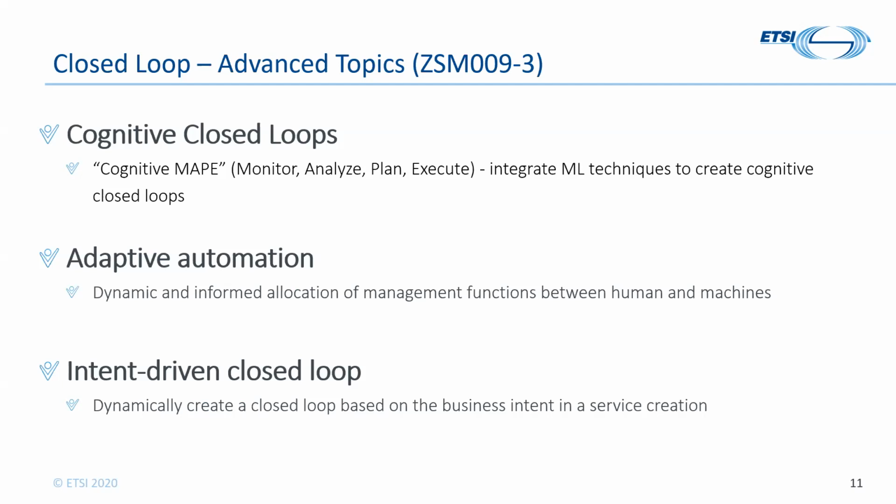The first area that we investigate in the advanced topic is how to bring us towards cognitive closed loop. So this essentially considers the integration of machine learning techniques to create cognitive closed loops. A base proposal that we are considering is by looking at cognitive MAPE, an acronym for a well-known closed-loop model. MAPE stands for Monitor, Analyze, Plan, and Execute. It incorporates machine learning in each stage of the closed loop.